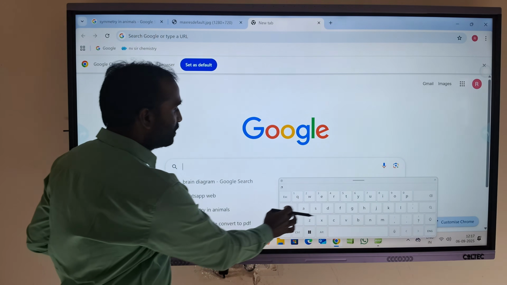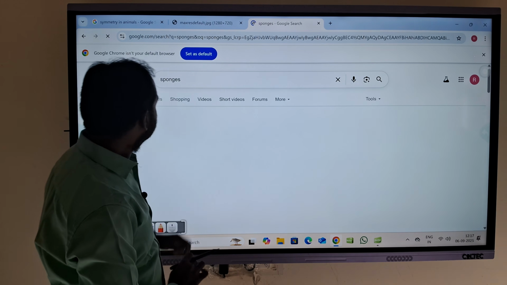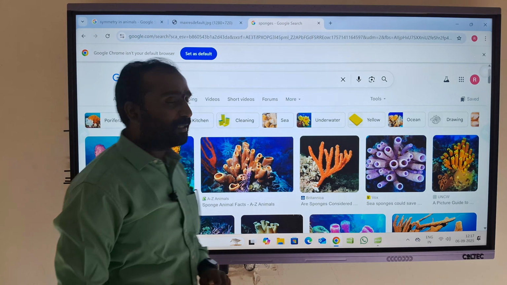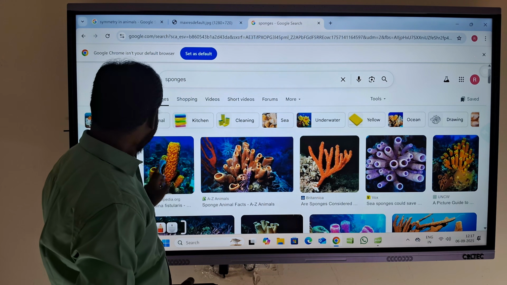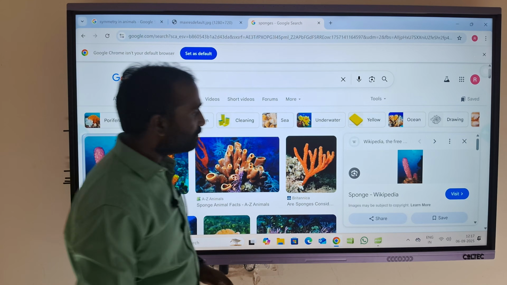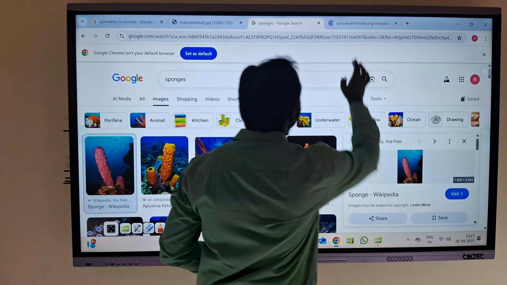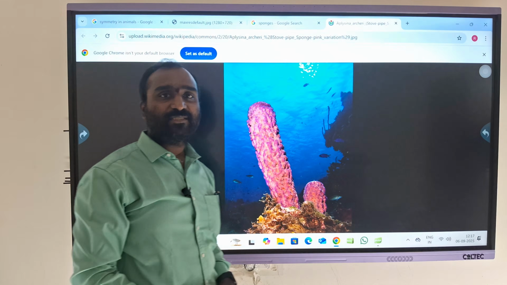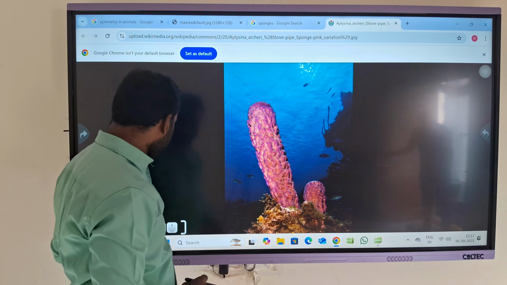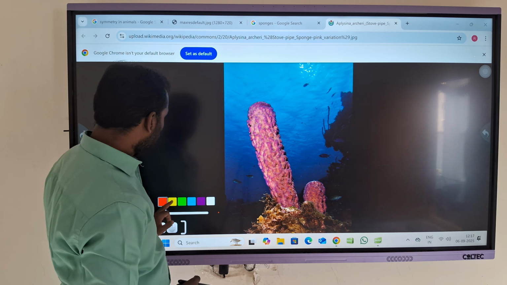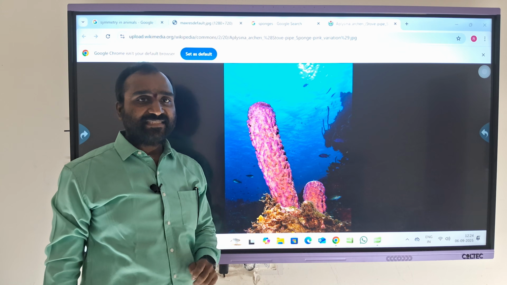A best example is sponges. Sponges belong to phylum Porifera. Here I am taking Scypha, or any of the sponges. Generally all sponges have pores on the body. The phylum is what? Porifera. Then let us see an example of an asymmetrical organism.